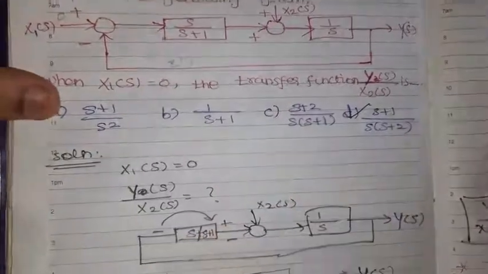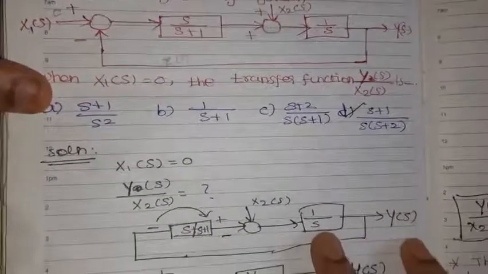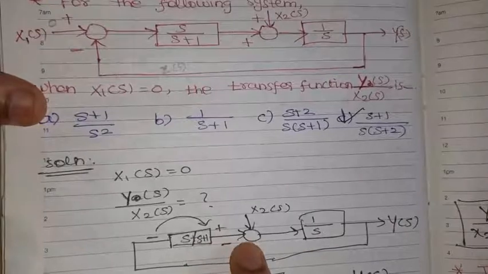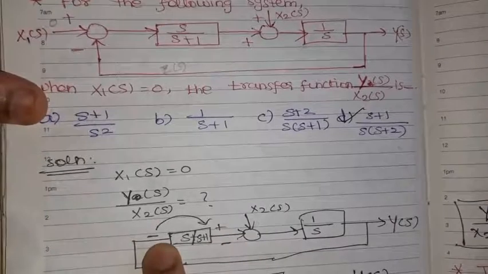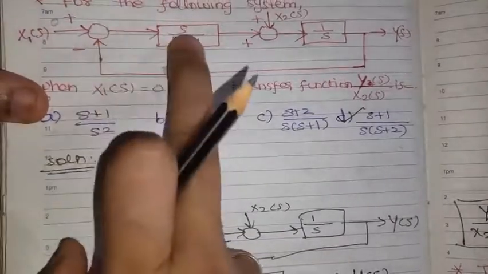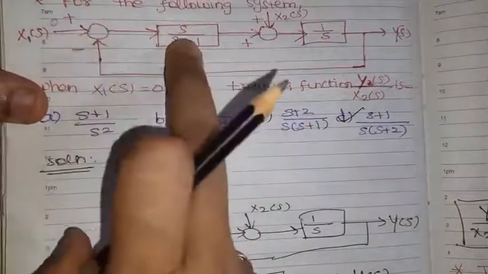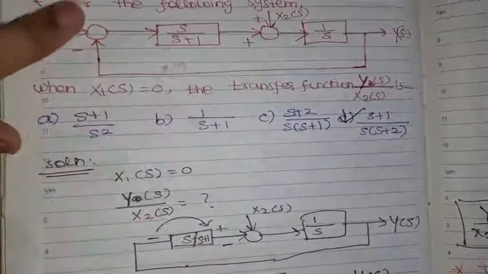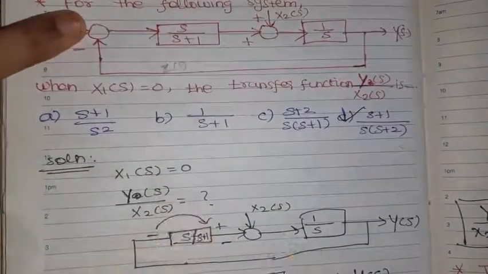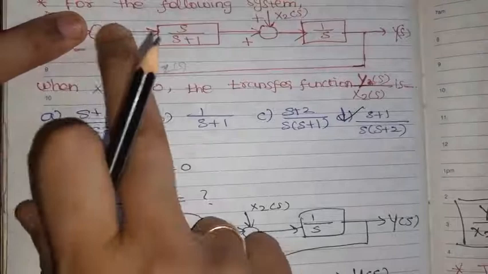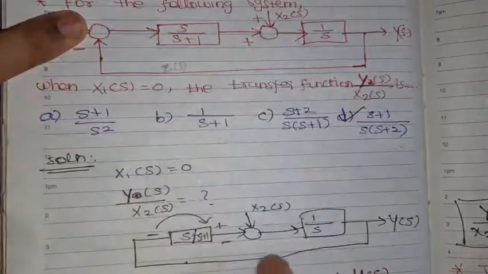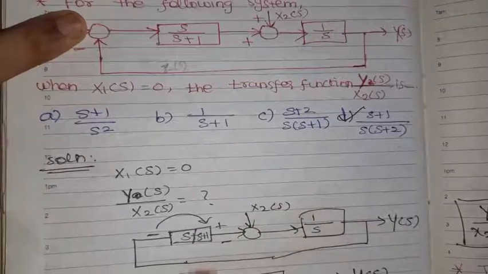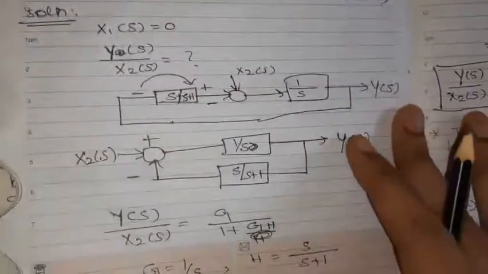Then redraw the circuit. Plus, here also plus, this minus will come, right? Here minus sign, minus of this value, whatever will come, plus 0. So it is 0, we will omit this. So this one minus of this, then plus x2 of s into 1 by s into y of s. Can you understand, guys?